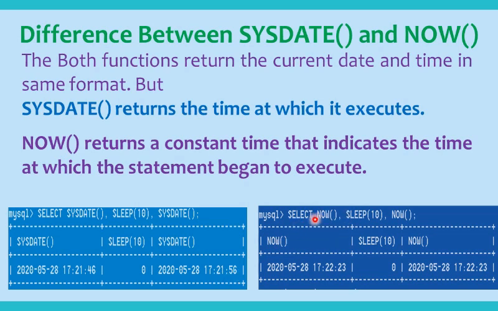Whereas in this example you will see select now, sleep 10, now. Now function executes, then it will sleep for 10 seconds, then again now function executes. But what we see here, 17:22:23 and 17:22:23, same. Constant time is given. It returns the constant time from which this statement started executing. This complete statement started executing. It gives the constant time.